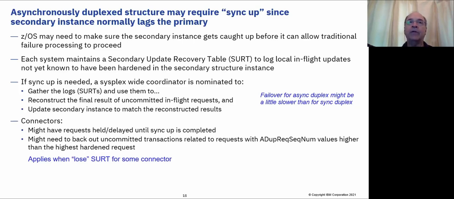And then, if the outage isn't to one of the structures, but it's to one of the systems, or we've lost one of the structures and one of the systems, which would happen in a 2 ICF configuration, then we have a situation where we can't just reconstruct it ourselves. And now the connectors, IRLM and DB2, are going to have to back out transactions that were in flight.